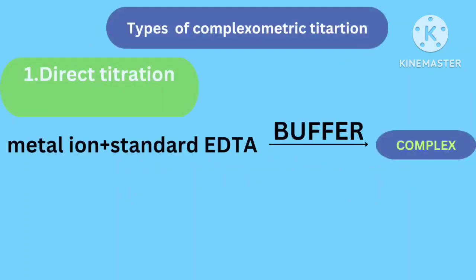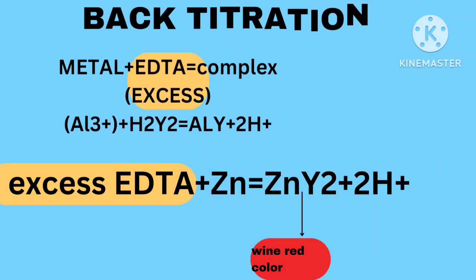Now our types of titration. The first one is direct titration. The name itself indicates that we are titrating directly. The metal ion is made to react with standard EDTA in the presence of buffer, and there is a formation of complex. Simple, no more complication. Directly we take metal ion and EDTA in the presence of buffer, and complex is formed. This one is direct.